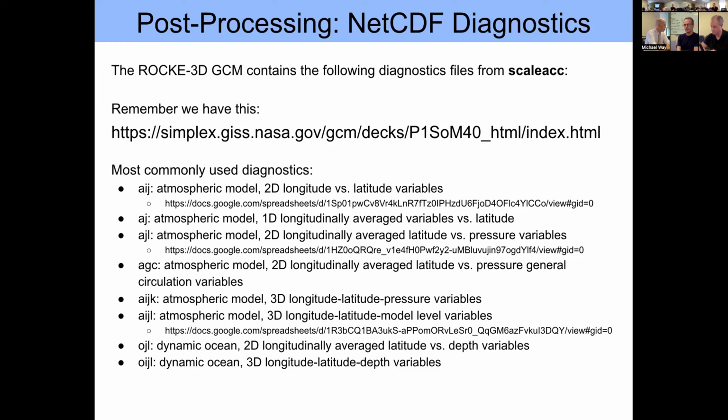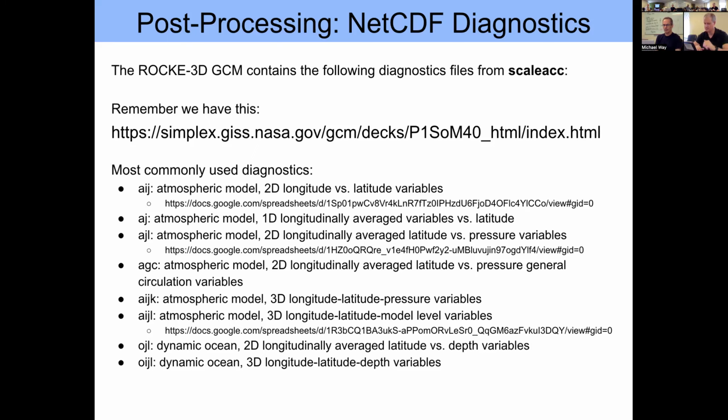So I mentioned that the ACC file can be scaled by this scaleacc program. It can create a lot of different outputs. The ACC file contains what we call the AIJ, AJ, AJL, AGC, etc. And a lot of these letters are not random.